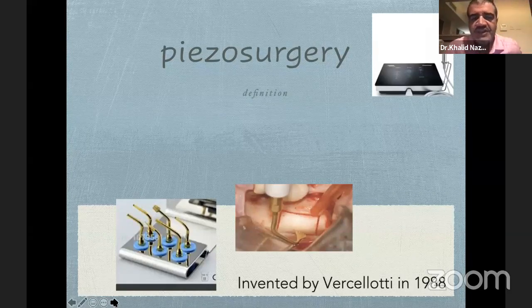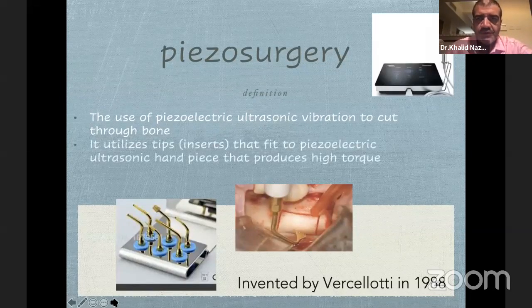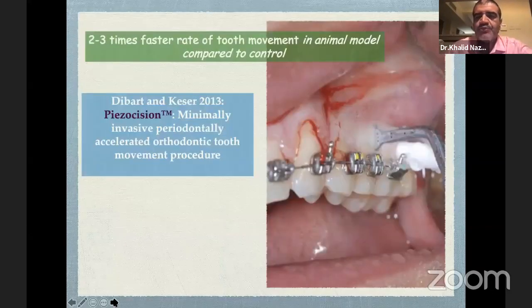Regardless of the machine that you use, many of the inserts are similar and alike. But the power of the piezo has allowed us to use very, very thin inserts. You're talking about 0.2 millimeter width, which is extremely narrow. So when you look at the roots that we do decortication for and the small spaces of the periodontal ligament between them, you can appreciate how much this technology has evolved.